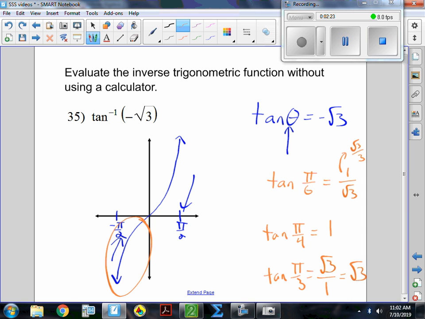And since it's a negative, that tells me I'm in this left part of the graph. So if I need a pi over 3, and I'm going from negative pi over 2 up to 0, that's my domain I'm finding the answer in, then my answer has to be negative pi over 3. Negative pi over 3 would be about right there. That's it for 35.